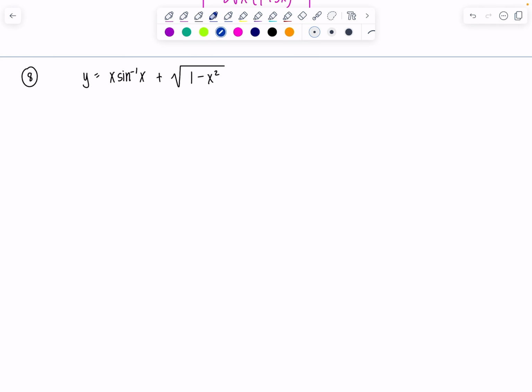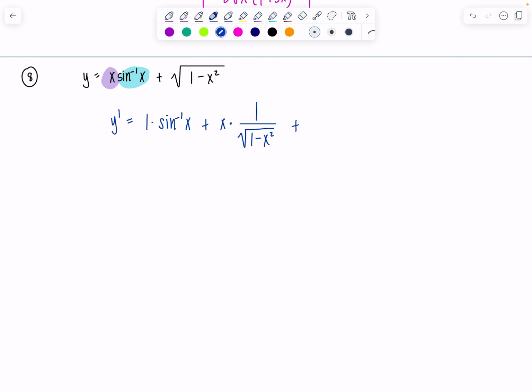So y prime equals, this is product rule because I have x times sine inverse of x. Do you see that? Okay, so they're going to take turns having their derivative taken. Derivative of x is 1. I'm going to leave sine inverse of x alone. It's not its turn. Plus, product rule, so we're putting plus signs in between. Now I'm going to leave x alone times the derivative of sine inverse of x, which is 1 over rad 1 minus x squared. Okay, so that first term's done.